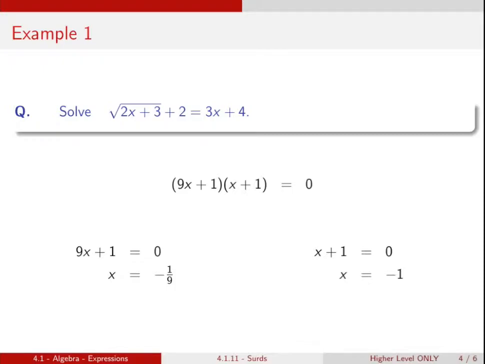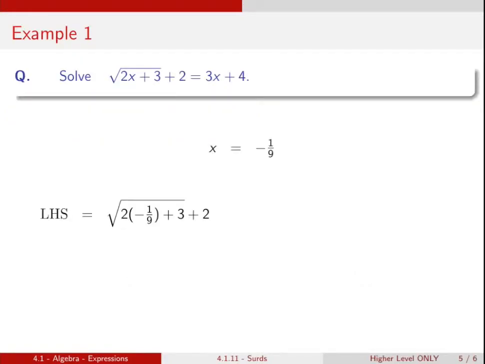Now with a surd, I need to check my answers. So I need to check that the left-hand side in fact equals the right-hand side when I sub in my proposed solutions. So firstly, let's test x equals minus 1 over 9.